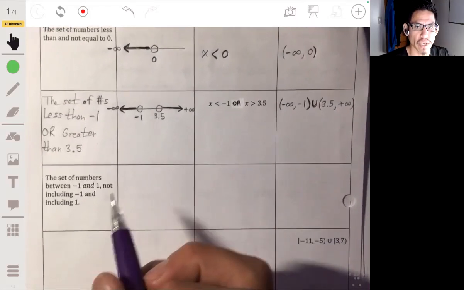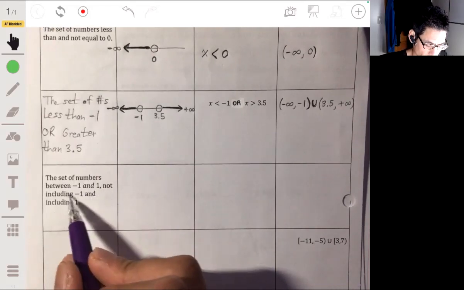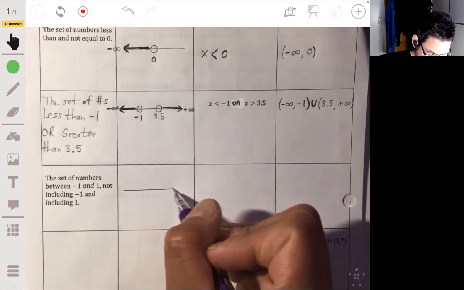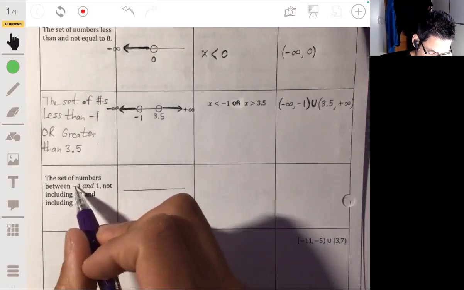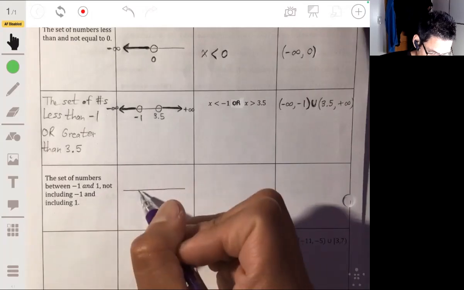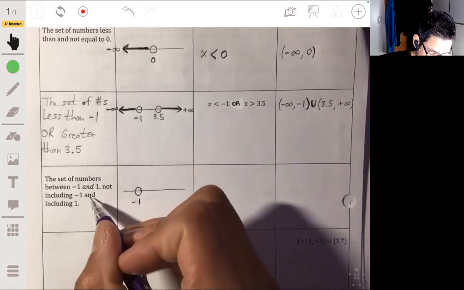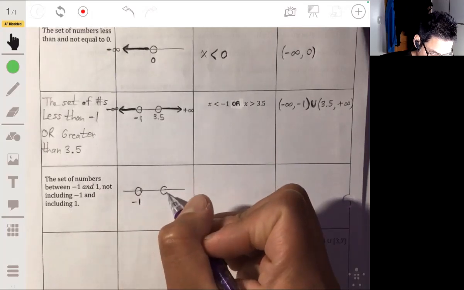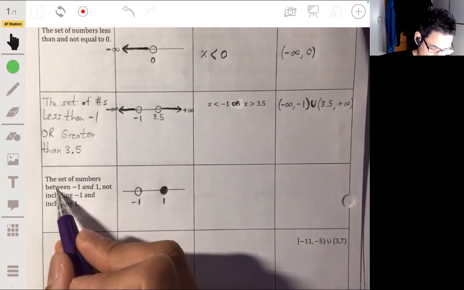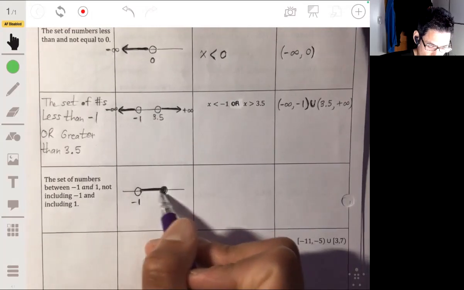All right, the next one we got the set of numbers between -1 and 1, not including -1 and including 1. So number line, so between -1 and 1. Not including -1, so we're going to put an open circle around -1. And we include 1, so we're going to put a closed circle for 1. And it says between -1 and 1, so we're going to shade the interval between.